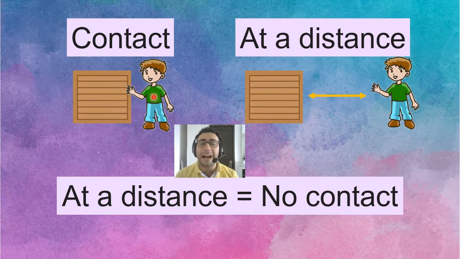Now, when action happens at a distance, it means that there is no contact. You see, my hand has no contact now. Boop. Now it has contact. No contact, contact. So, this boy has contact with the box. But now, no contact. So we call it at a distance, right?